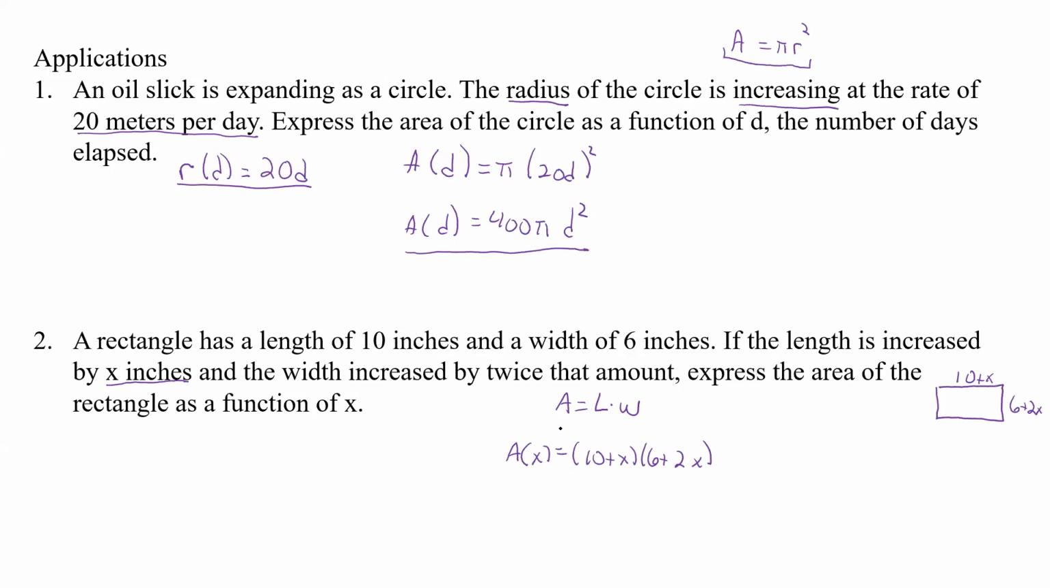Now we have to FOIL. So we take first times first, outer, inner, and last. And so we get A equals 60 plus 20x plus 6x plus 2x squared after we do all those. Now, if we write that in general form, A of x equals, we need to bring the 2x squared first, and then 20x plus 6x is 26x, then plus 60.